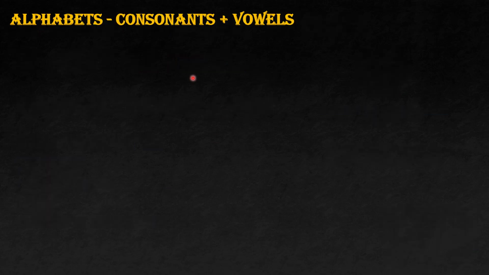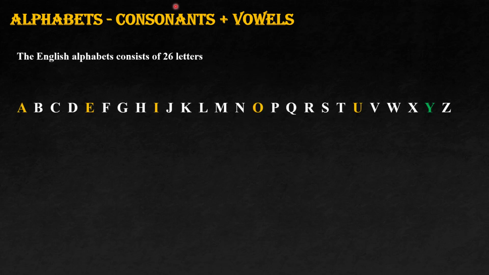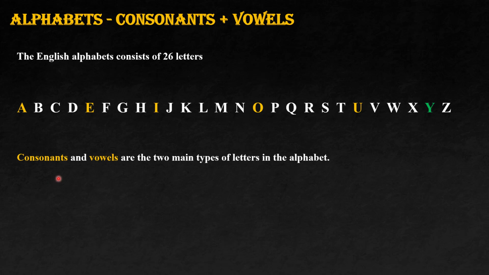First thing, what exactly are the alphabets? In short, the alphabets are the parts of English. There are a total of 26 letters. You can see from A to Z we have them, and in that we have the consonants and vowels. These are the two main types of letters in the alphabet. We have the vowels, which are A, E, I, O, U.